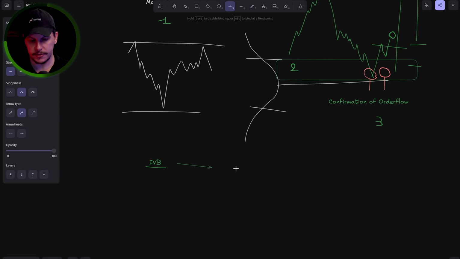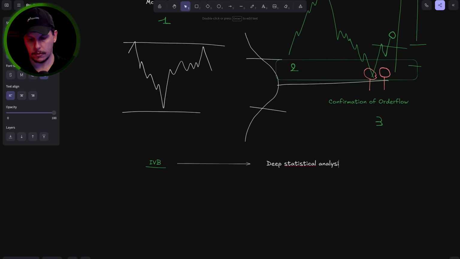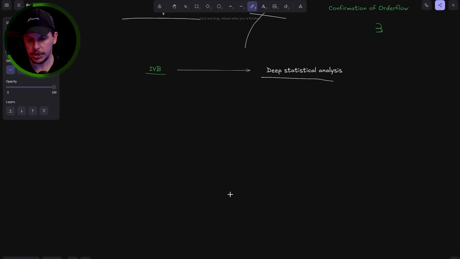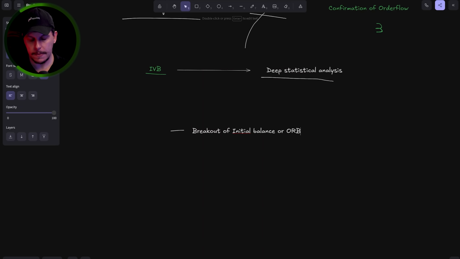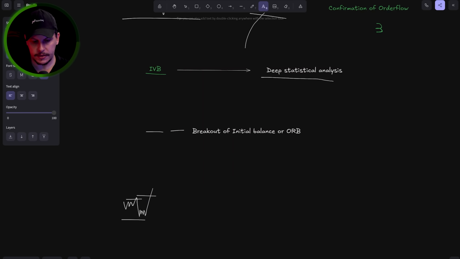Then the team of Deep Charts stepped in and said, okay, let's do deep statistical analysis. Let's go through years and years of data and use an algorithm using neural network, machine learning, or digging into the data to see what's the highest probability point that the market reaches when you have a breakout of the initial balance or ORB. Okay, and what the IVB does is that when you have a breakout, it plots for you the high probability profit target, and the potential TP2.